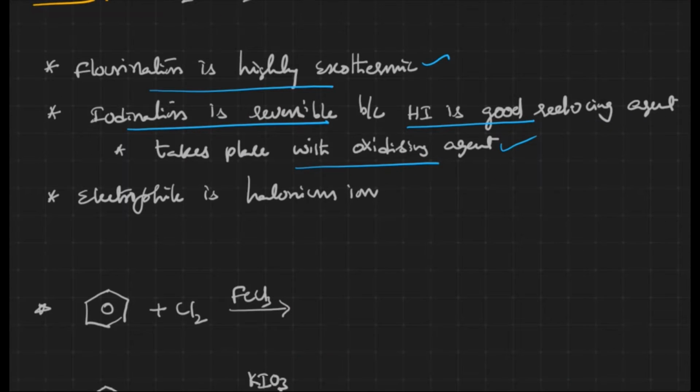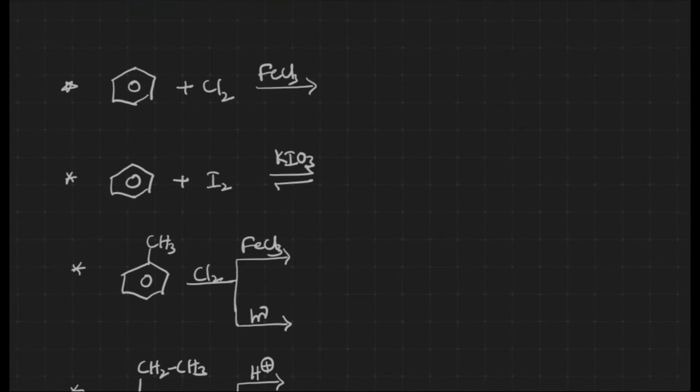Here the electrophile is going to be the halonium ion. A halogen with a positive charge is known as a halonium ion, and it is the electrophile for the reaction. Now let us see the first one. Chloronium ion formation takes place with these two reagents. Chlorine with FeCl3 generates Cl+. This Cl+ substitution takes place, and chlorination of benzene occurs. This is the product.